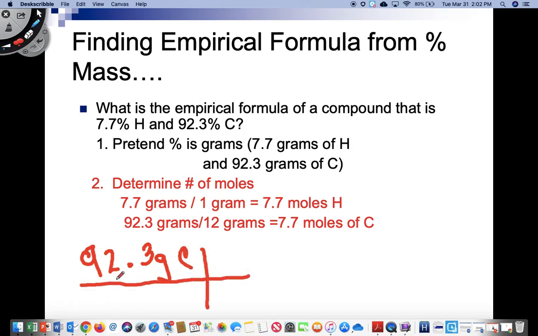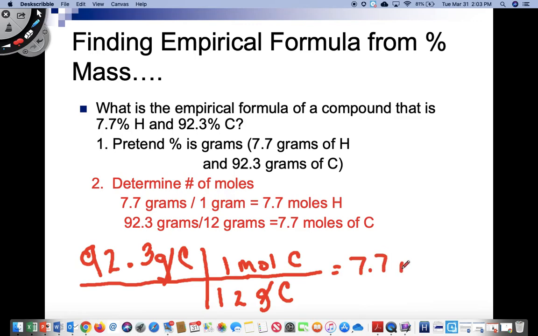And remember, I'm using dimensional analysis here. So I look at my periodic table, and 12 grams of carbon is equivalent to 1 mole of carbon. Okay, this is coming back, this dimensional analysis. Grams cancels out. 92.3 divided by 12 gives me 7.7 moles of carbon. So that was my second step, to convert from grams to moles.